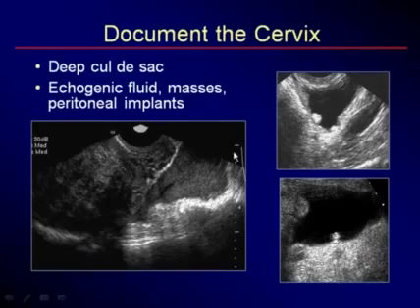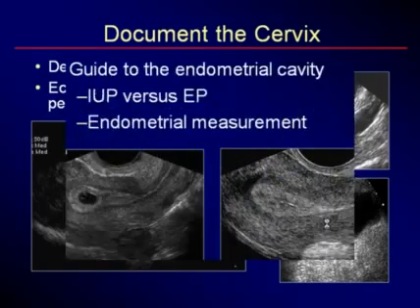It gives us a quick look at the deep cul-de-sac, where we could see echogenic fluid, in this case hemoperitoneum. We could see even peritoneal implants in these patients who have histories of malignancies.